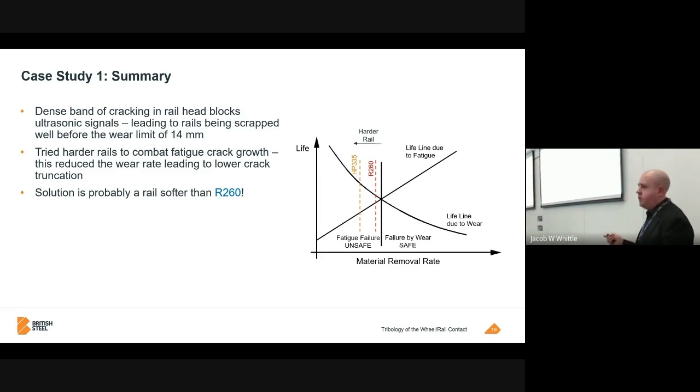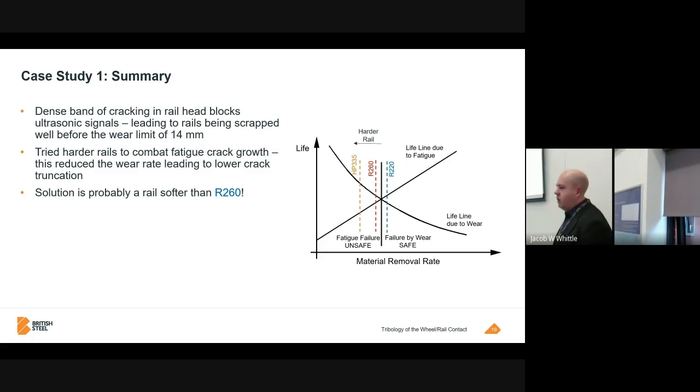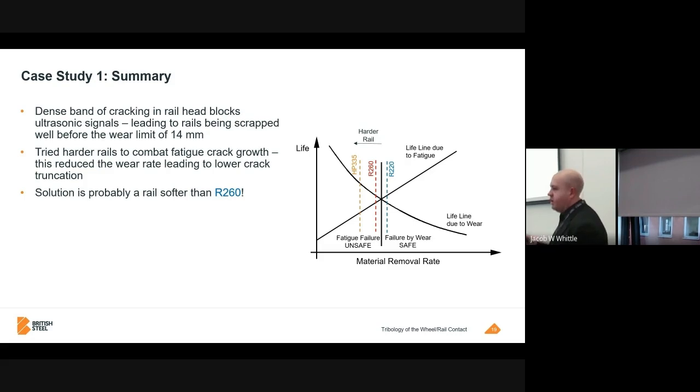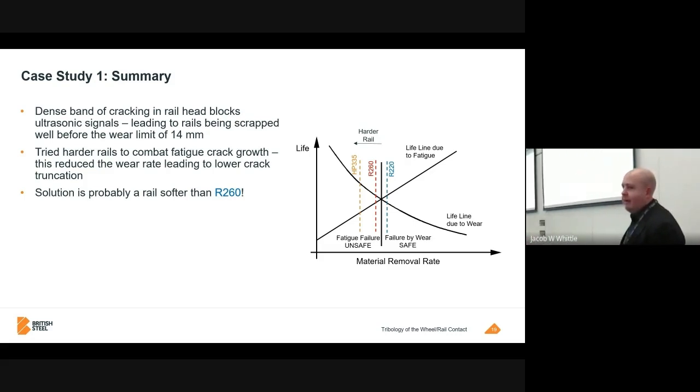Really, I think what the solution here is a downwards, what would be considered a backward step, an R220, a rail grade that's not been used in Europe for quite a long time. It's still made here and now. I think they use it in France. In France, they actually use this philosophy of using a softer rail to combat rolling contact fatigue.